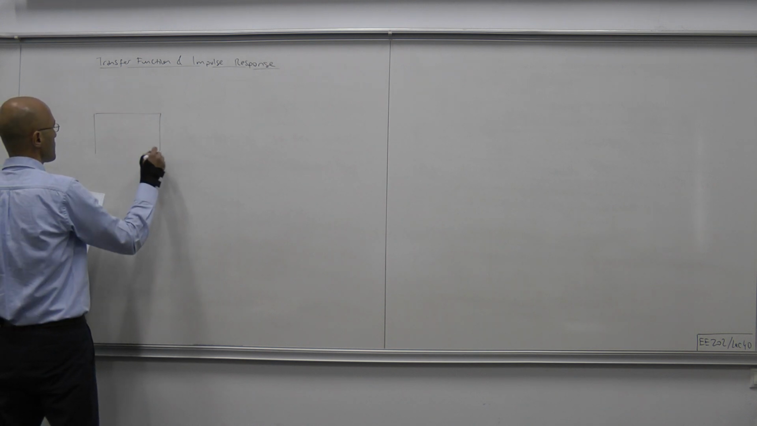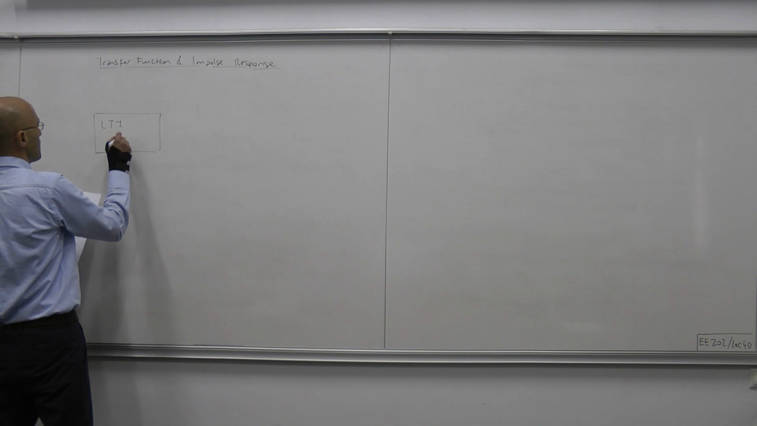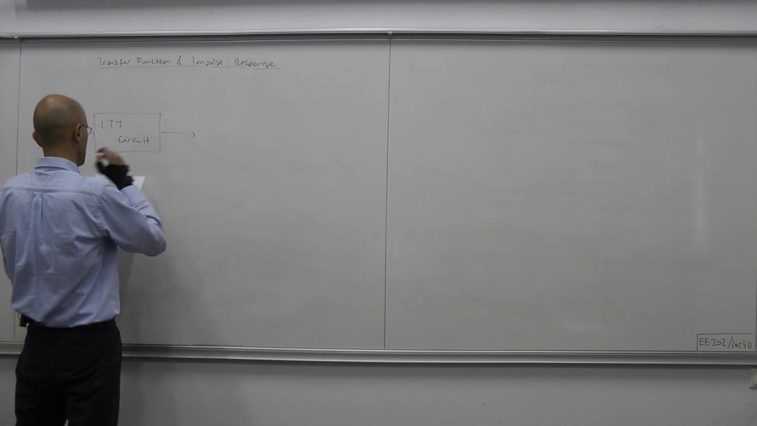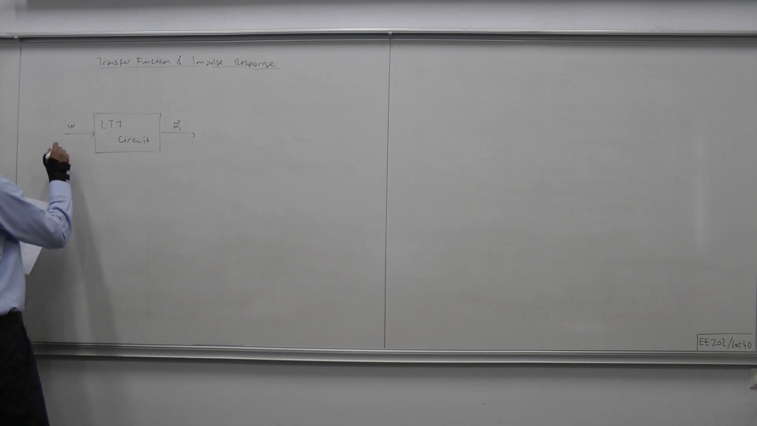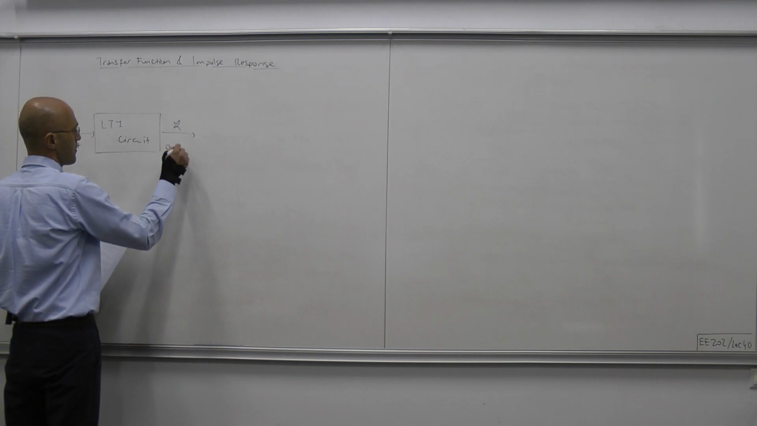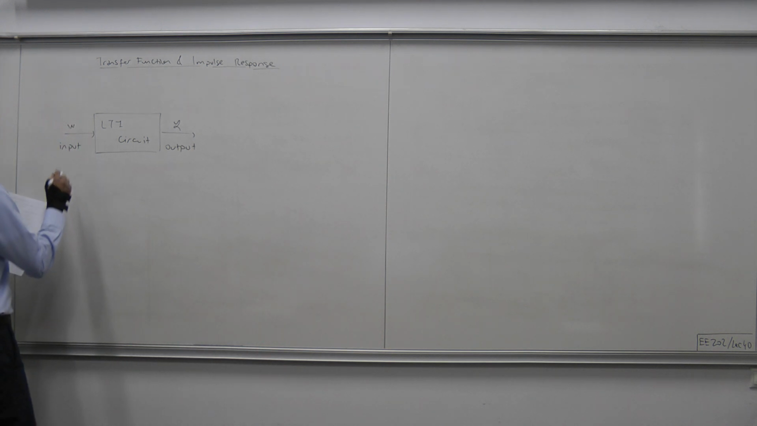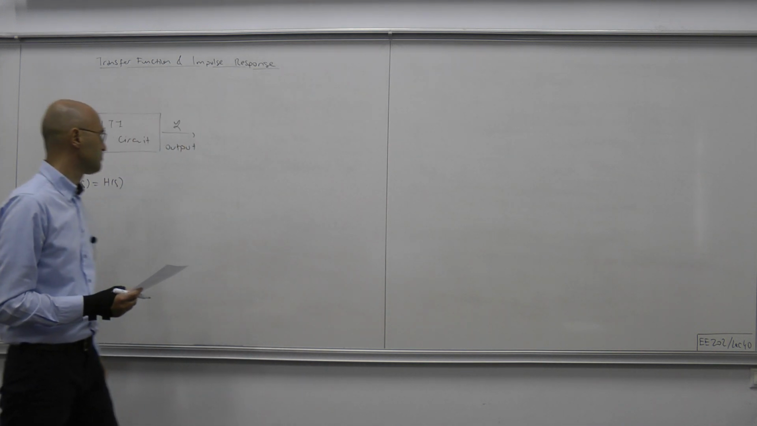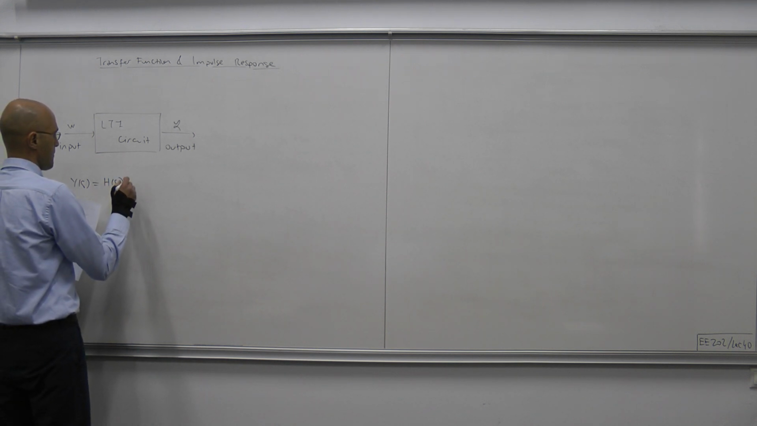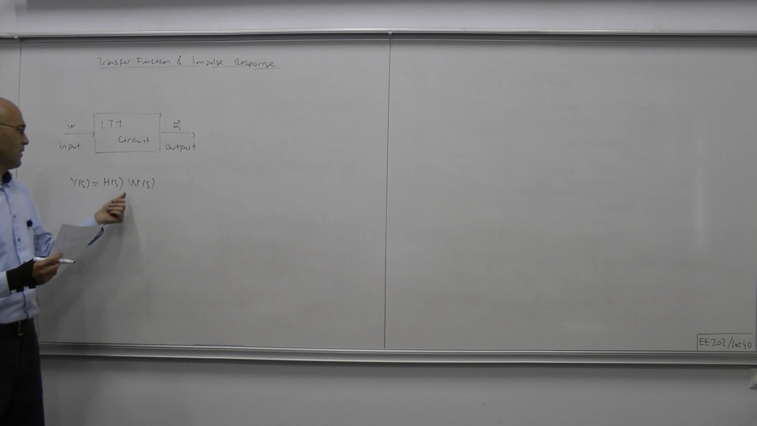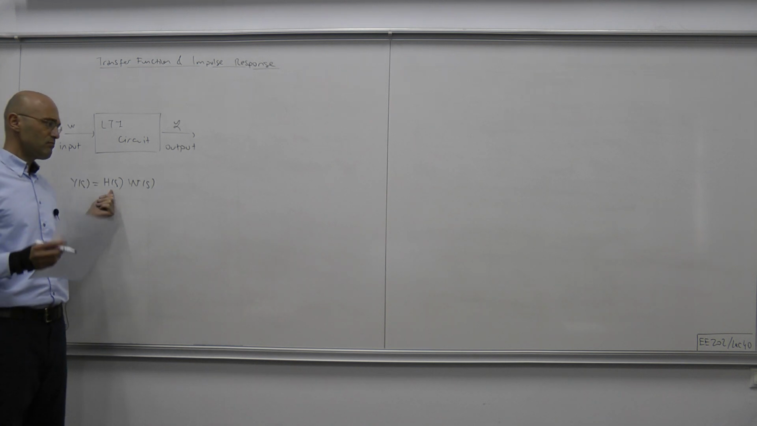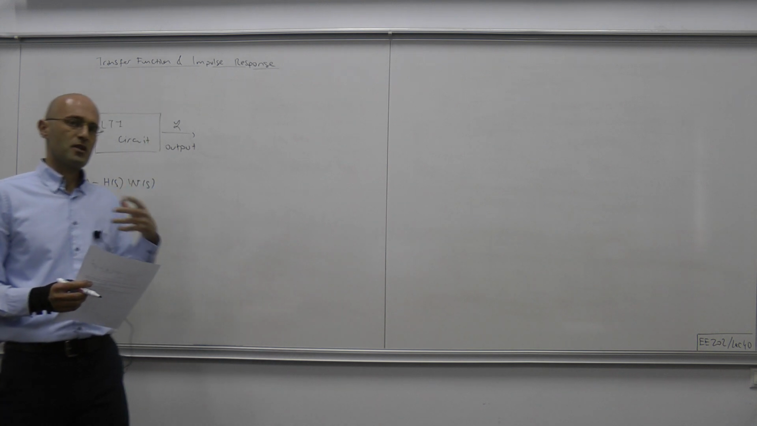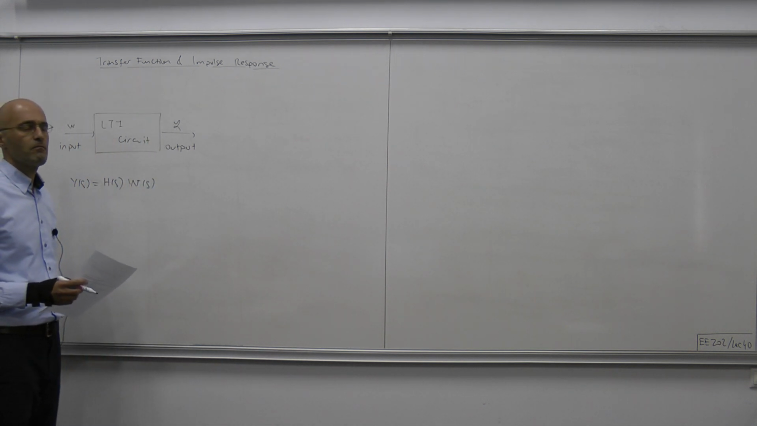Suppose that this is our LTI circuit. This represents the input, and here we have the output denoted by y. For this circuit, the transfer function, which is denoted by H(s), relates the input and output in the following equation, where the transfer function H(s) is defined as the ratio of the output transform to the input transform, under the condition that all the initial conditions in our circuit are 0.